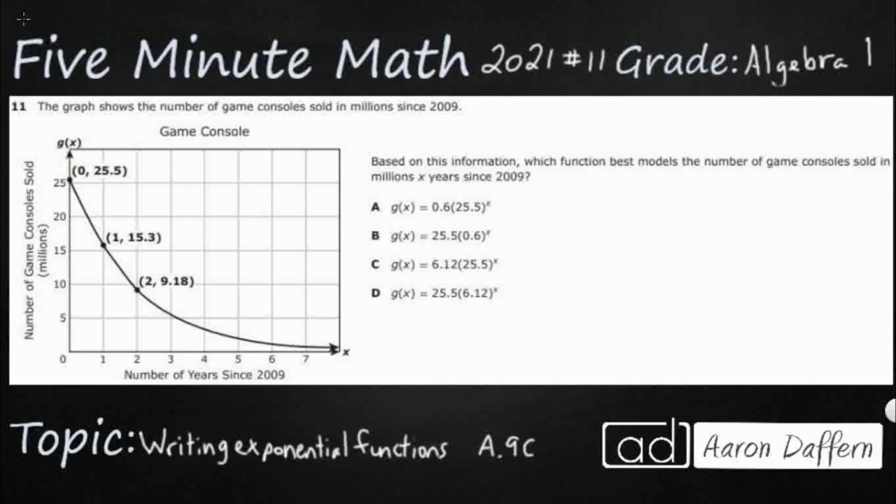So, we have a graph here, and as you can tell, the graph is decreasing. It looks like it's the number of video game consoles sold, and you notice that it started up here in the 25 millions, and then it's kind of gone down since 2009. It's decreasing. So, we need to find a function that best represents that.